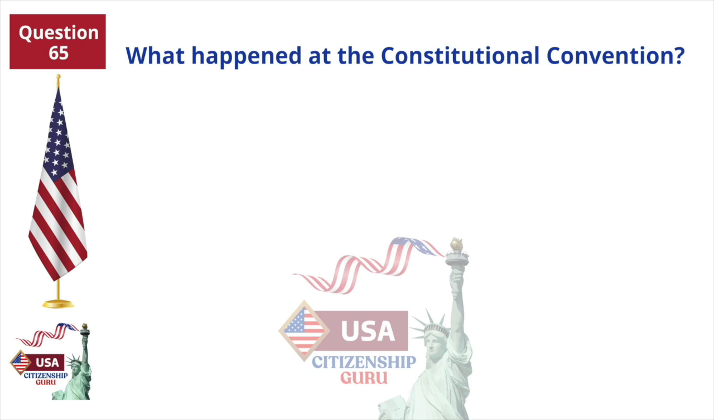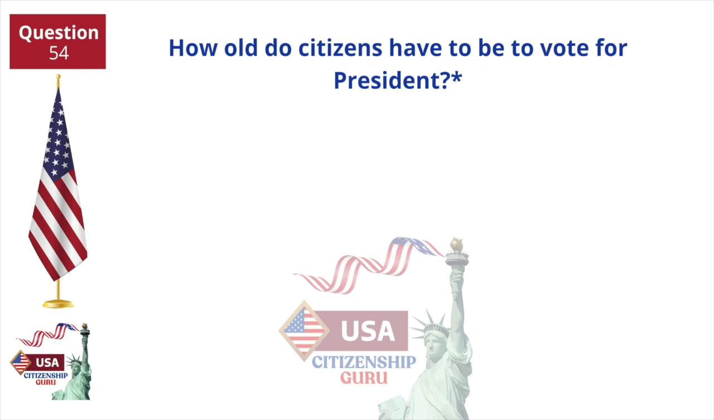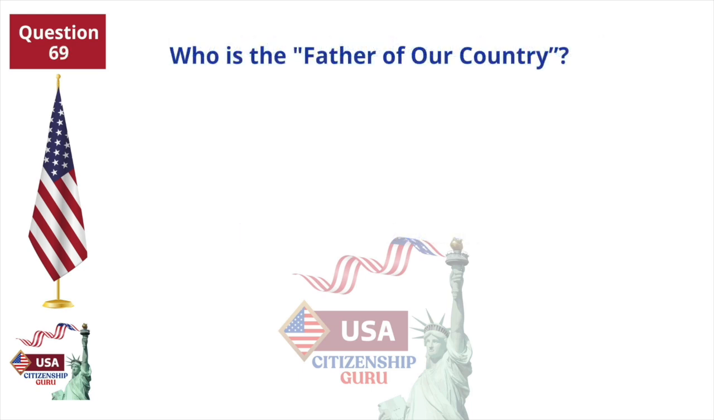What happened at the Constitutional Convention? The Constitution was written. How old do citizens have to be to vote for president? 18 and older. Who is the father of our country? George Washington.